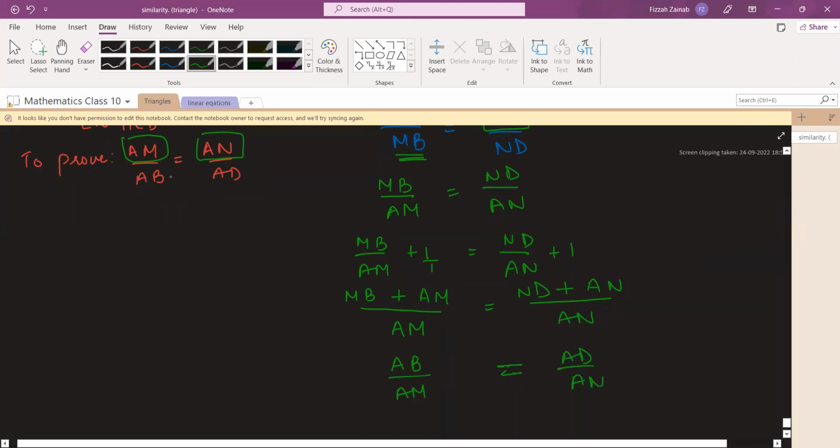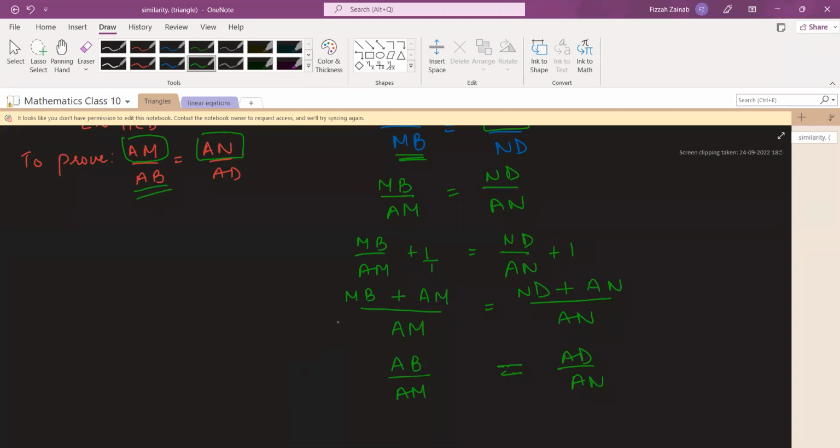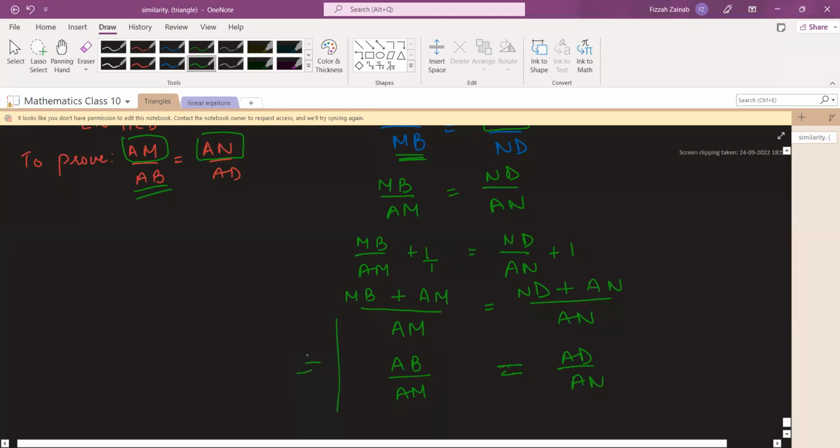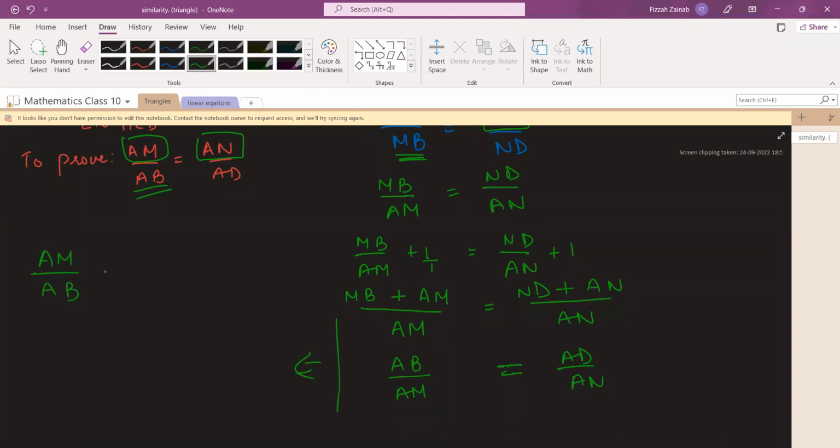Now, according to the question, you want your AB in the denominator. So again, you can just flip it. So you can write AM upon AB is equal to AN upon AD. Now this matches with it. So this is proved. Can you scroll up? Sure.